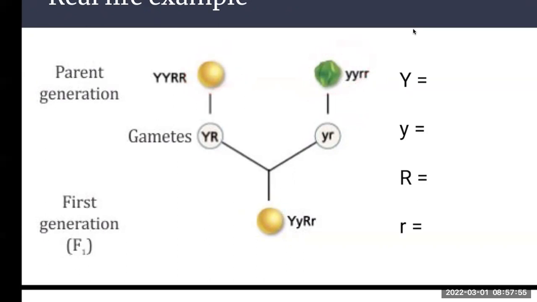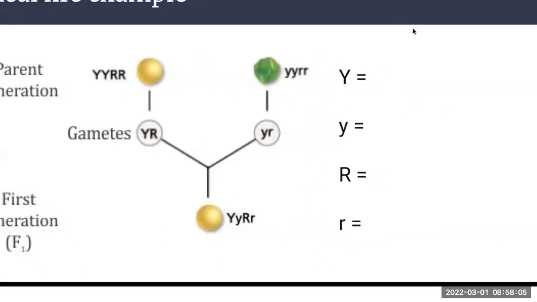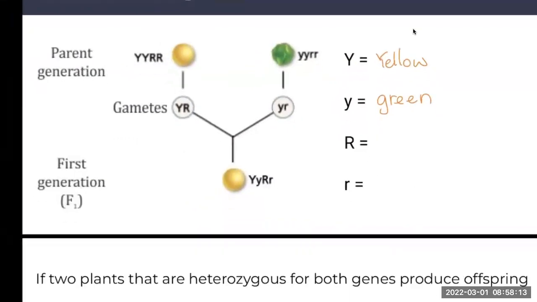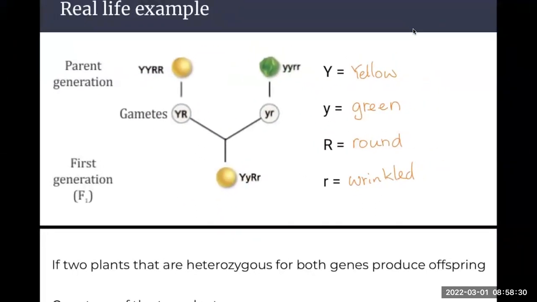So in this case, the color yellow is dominant over the color green. So this is yellow, this is for green. So Y is for the color. And then the shape is represented by R. So big R, which is dominant, that is round. And this is wrinkled. All right. So looking at the uppercase and lowercase, you will know which one is dominant and which one's recessive.